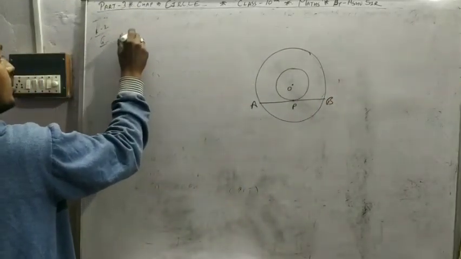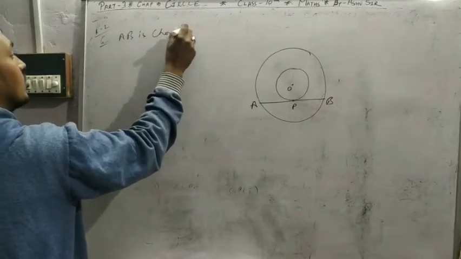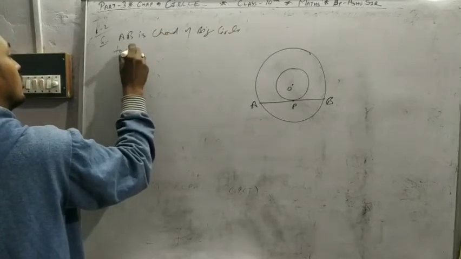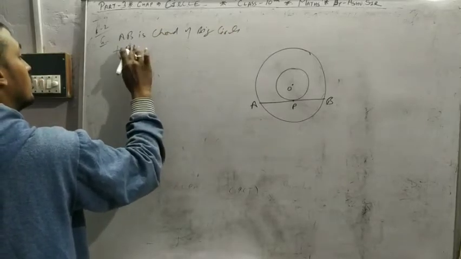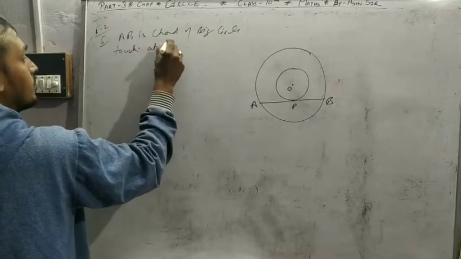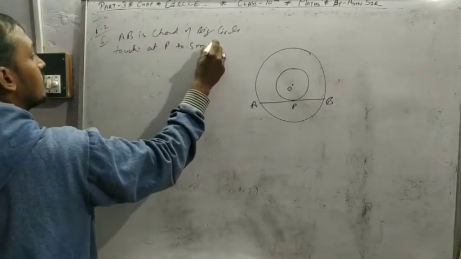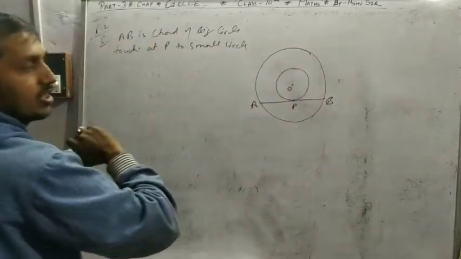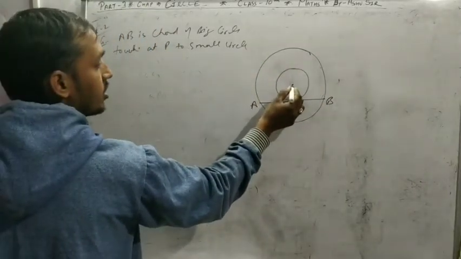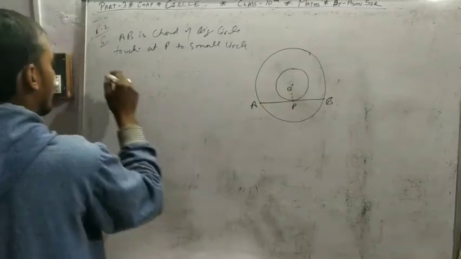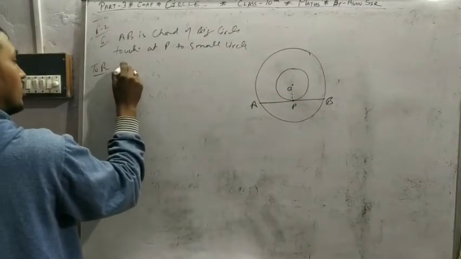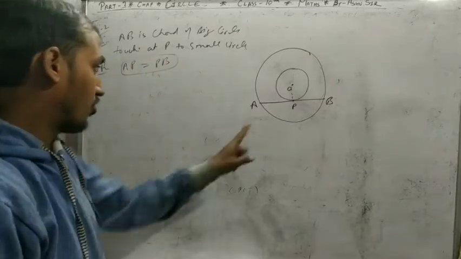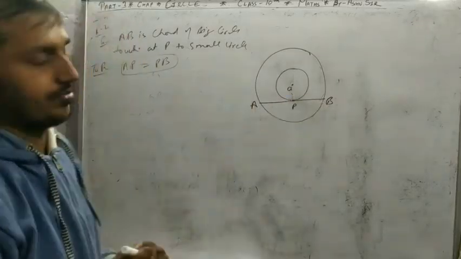Given AB is the chord of the big circle, touching the small circle at P. Means this AB is the tangent for the small circle, and this is the radius. So prove that AP is equal to PB, meaning the point of contact bisects the chord.